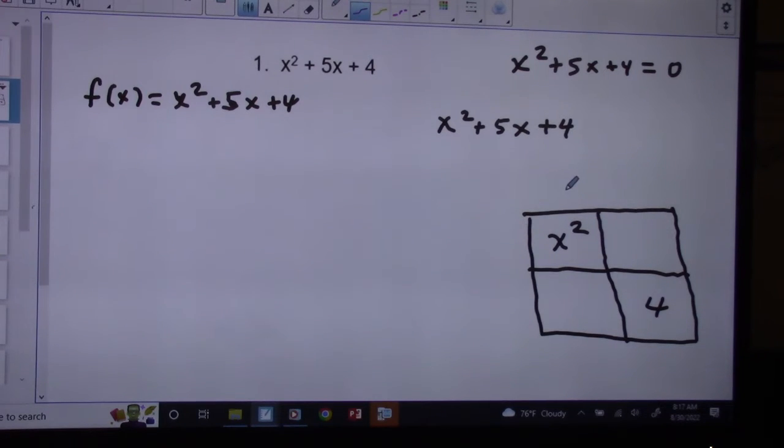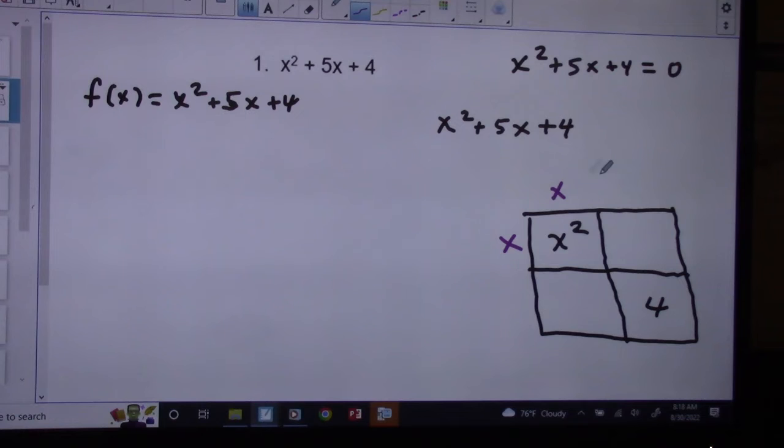So instead of having x times x equals x squared, you look at x squared and ask what the factors of x squared are. It's x and x. Those are the factors.